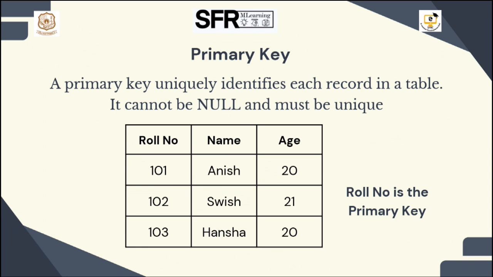The first key is a primary key. A primary key uniquely identifies each record in a table. It cannot be null and must be unique. A primary key is a unique key, meaning it can uniquely identify each row or tuple in a table. It must have unique values and cannot contain any duplicate values. Here is an example. We have a student table and three attributes called roll number, name and age. Here roll number is a primary key.